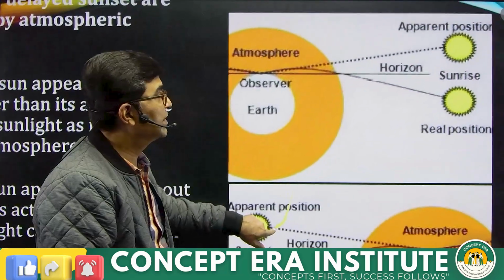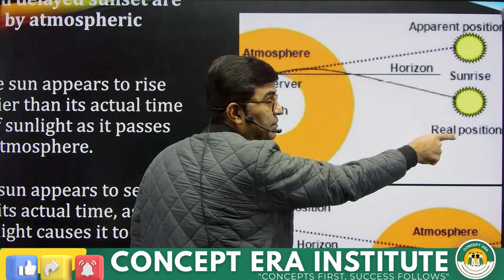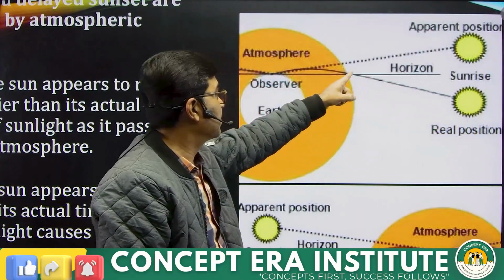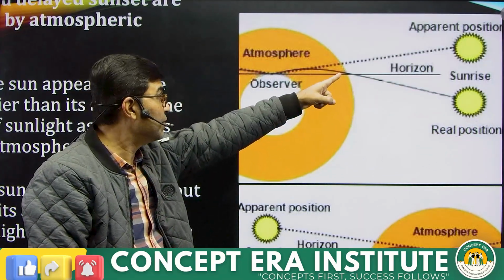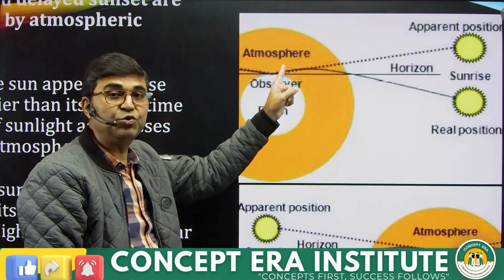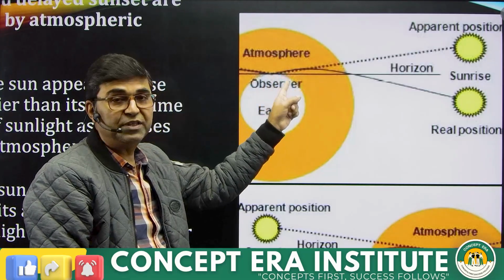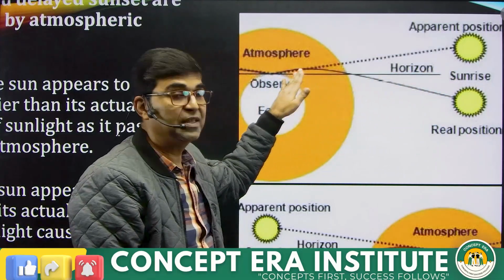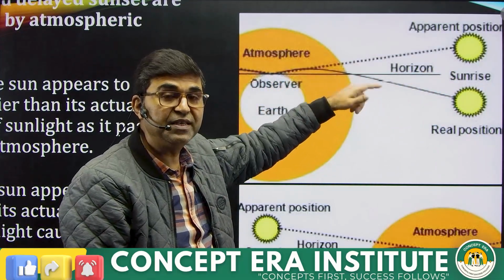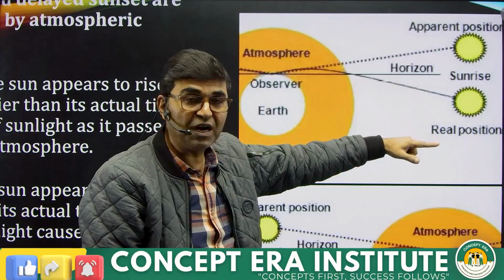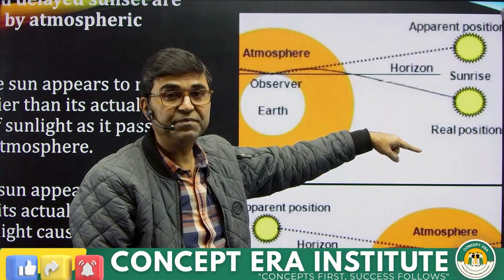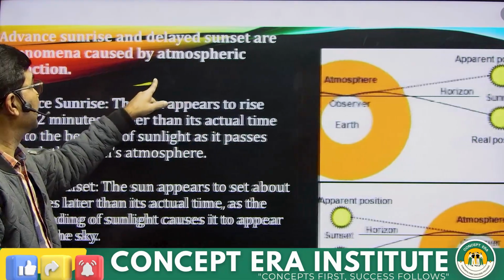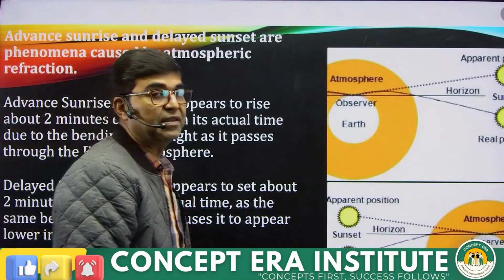And what about the sunset? The sun has set. The sun has gone below the horizon. But the light coming from the sun, after entering the atmosphere, follows a curved path due to atmospheric refraction, and we are able to see it. That's why even when the sun is below the horizon, we are able to see the sunlight, and that's why we see the sunlight even 2 minutes after it has gone below the horizon. So this is the concept of advanced sunrise and delayed sunset.